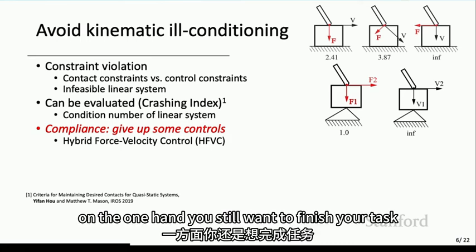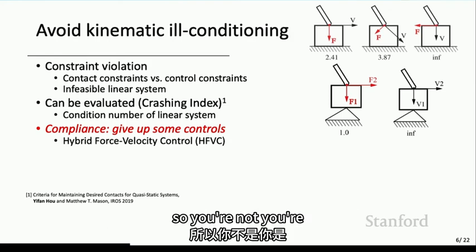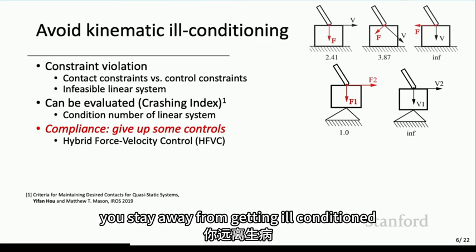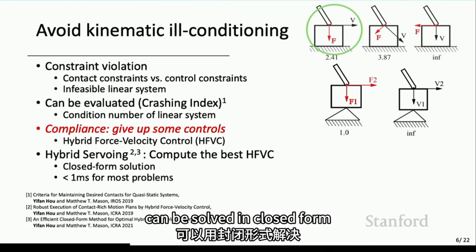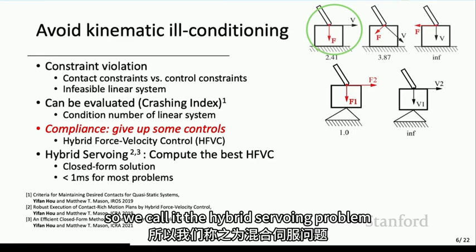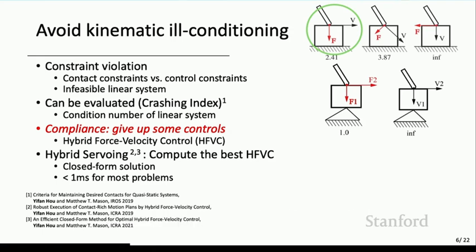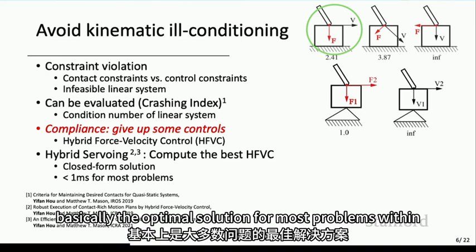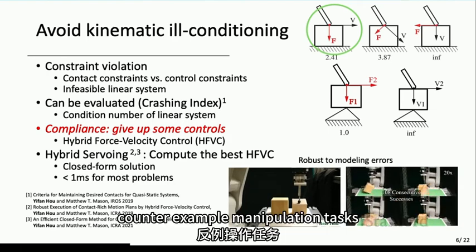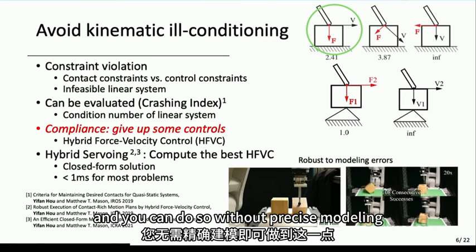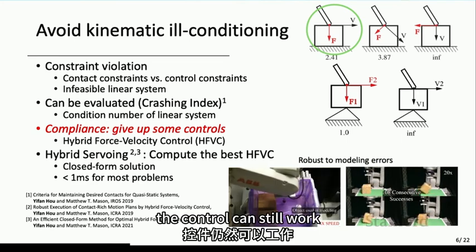On the one hand, you still want to finish your task, right? You still want to achieve the desired system velocity. On the other hand, you want to minimize the crashing index, so you stay away from getting ill conditioned. And that problem of computing the best hybrid force velocity control can be solved in closed form. So we call it the hybrid solving problem. We show that our algorithm can find basically the optimal solution for most problems within 1 millisecond. The result is very robust execution of some contact-rich manipulation tasks, and you can do so without precise modeling. Like here, we explicitly show that with some modeling error, the control can still work.